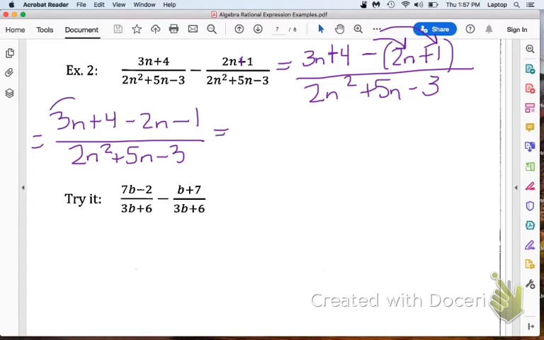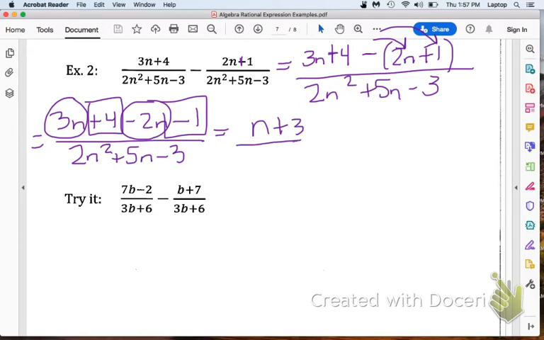Combining the like terms, remember, like terms, watch the signs. All right. Now we have the 3 minus the 2, we're still going to get n, and then 4 minus 1, now it's going to be 3, so n plus 3. Now we've already factored, remember, we factored the denominator, and we got two factors. We got 2n minus 1, and we got n plus 3.